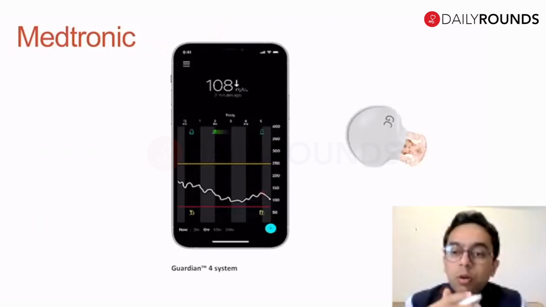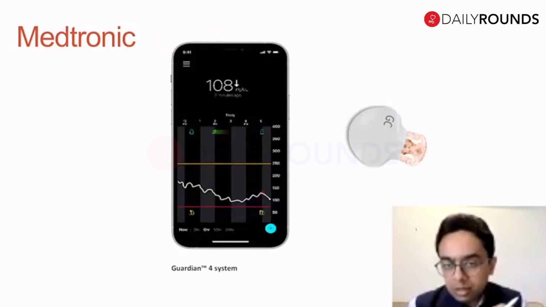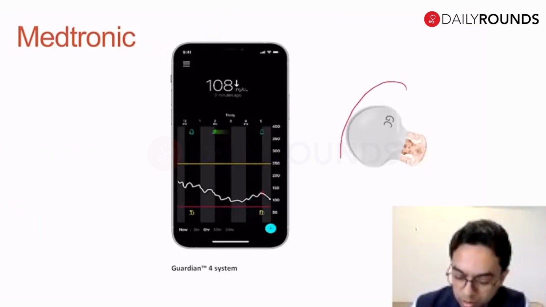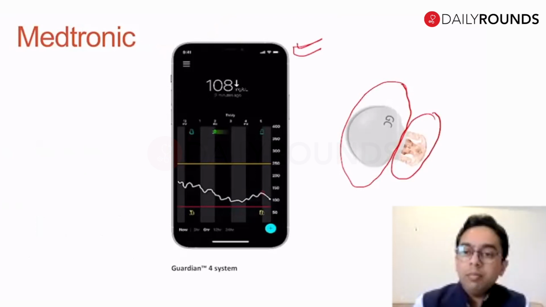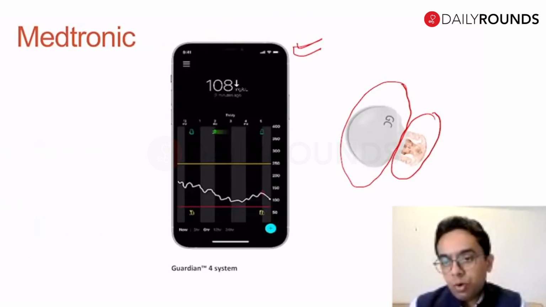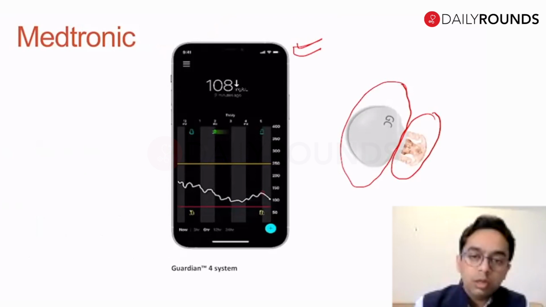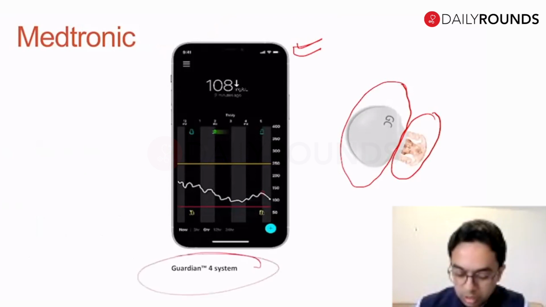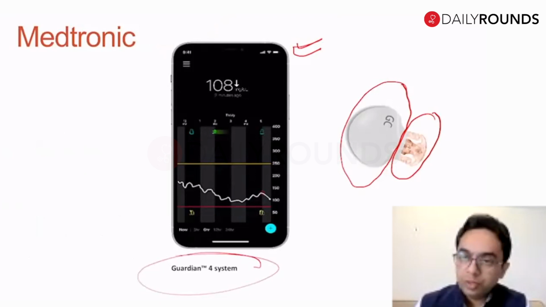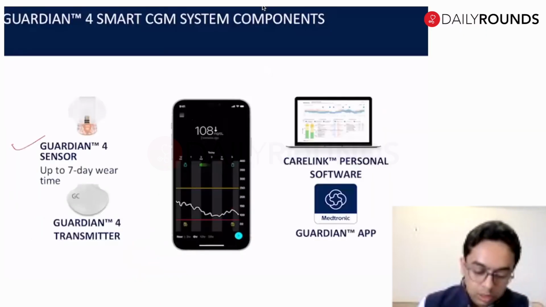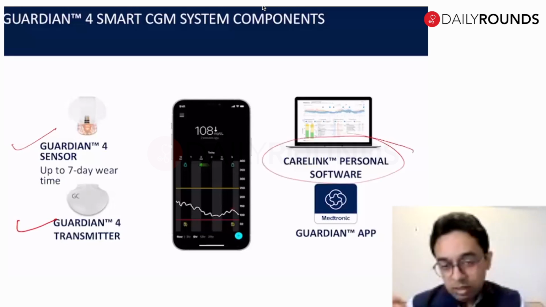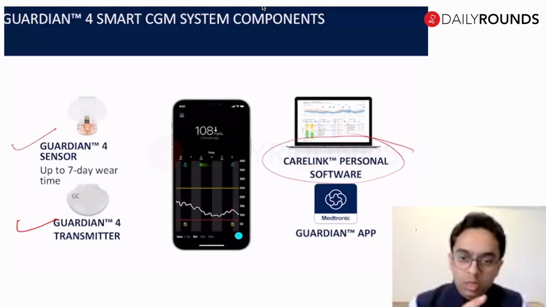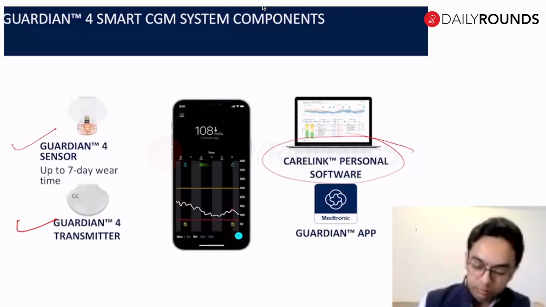Now coming to Medtronic, here you don't have a reader. Here what you have is a transmitter, a sensor, and it's a real-time CGM. Data is directly transmitted from the sensor to your mobile. So that is what you're seeing. And what we are discussing is the Guardian 4, which does not require calibration. So here you have a sensor, you have a transmitter, you have a cloud software where you can convey the data to the doctor, to the caretaker, to the patient.